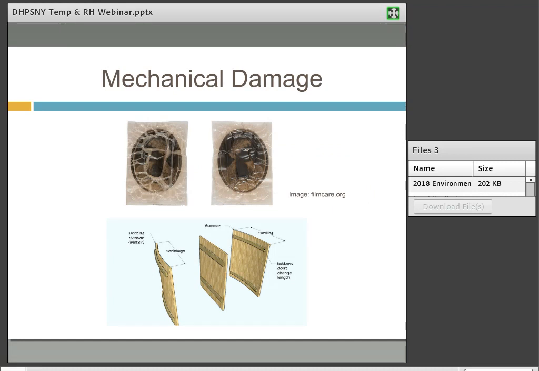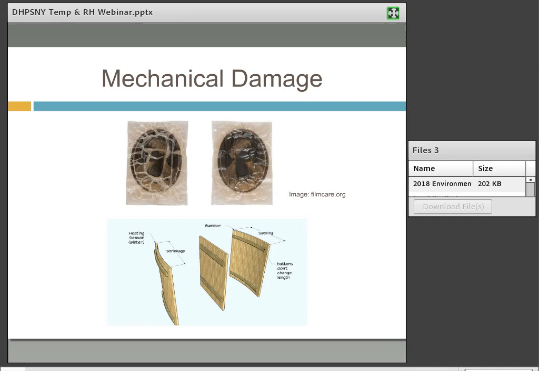Mechanical damage as a result of the environment often occurs when material is stressed due to fluctuations or extremes in relative humidity and temperature. So here are 2 examples of environment-induced mechanical damage. The top is a cellulose acetate negative. I'm sure many of you have seen something that looks like this in your own collections. This type of damage is called channeling or delamination, and it happens when the acetate base of the negative shrinks, and this causes tension against the gelatin layer. Vinegar syndrome exacerbates this condition, so this is really an example of both mechanical and chemical degradation.